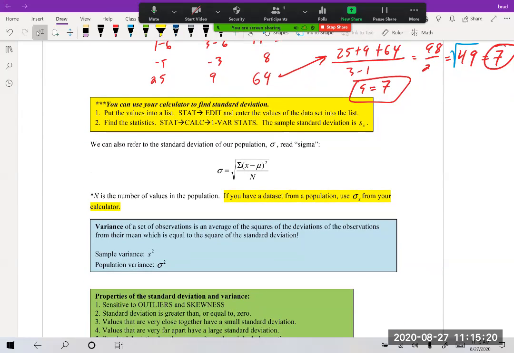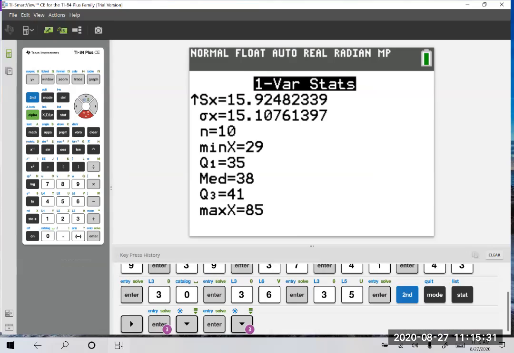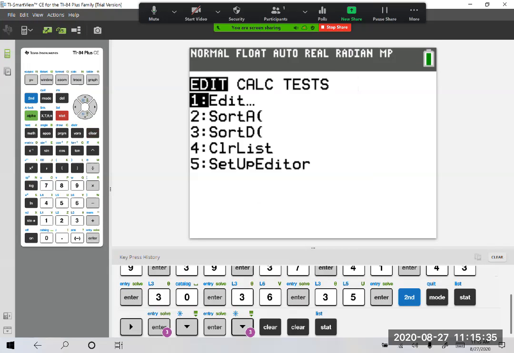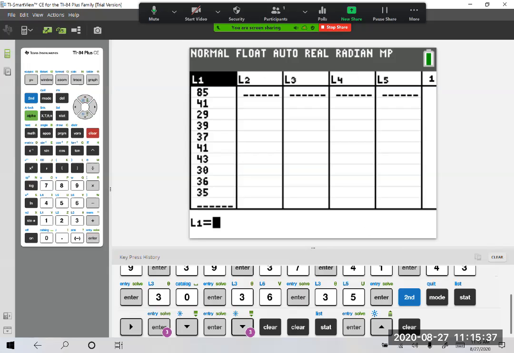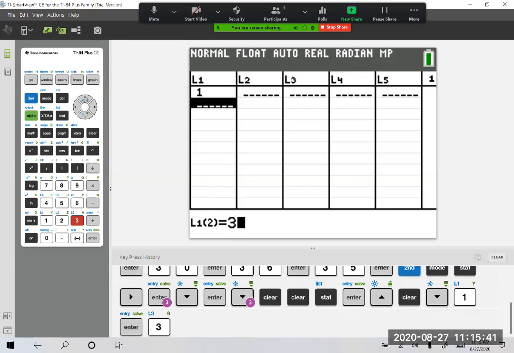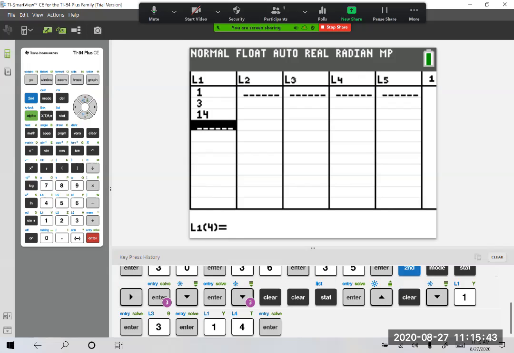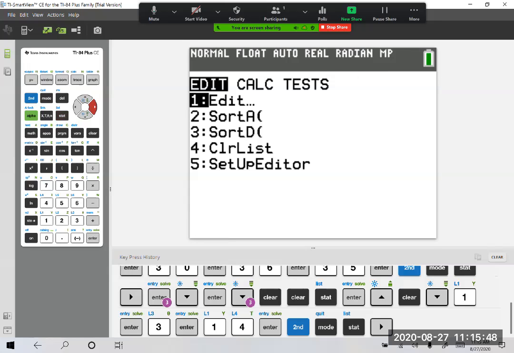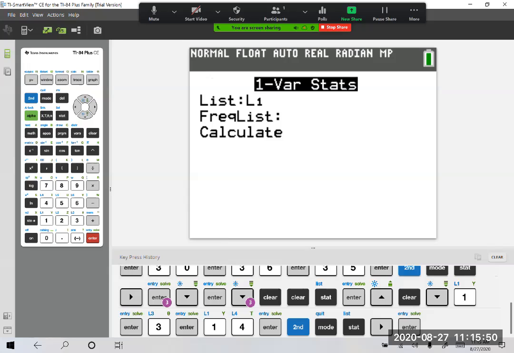Oh, by the way, you guys can use this on your calculator. You can do single variable stats and you'll get the same thing as me. So let's plug it into my calculator. Let's clear this. Let's go stat, edit. Let's clear our list 1, and we're going to plug in 1, 3, 14. Now we're going to quit. We're going to go stat, single variable stats, and calculate, just like before.